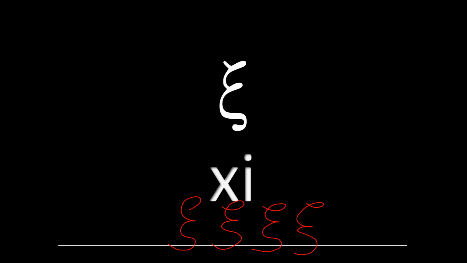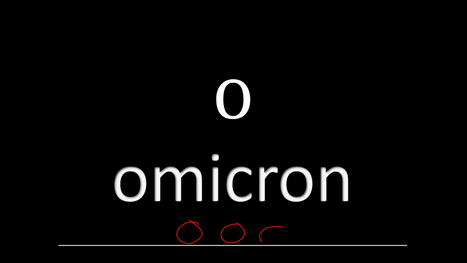Xi. Then Omicron. Omicron is the short O. Looks just like an O, so you won't have any trouble with this. How do you think you write it? Well, how about just an O? Omicron, short O.